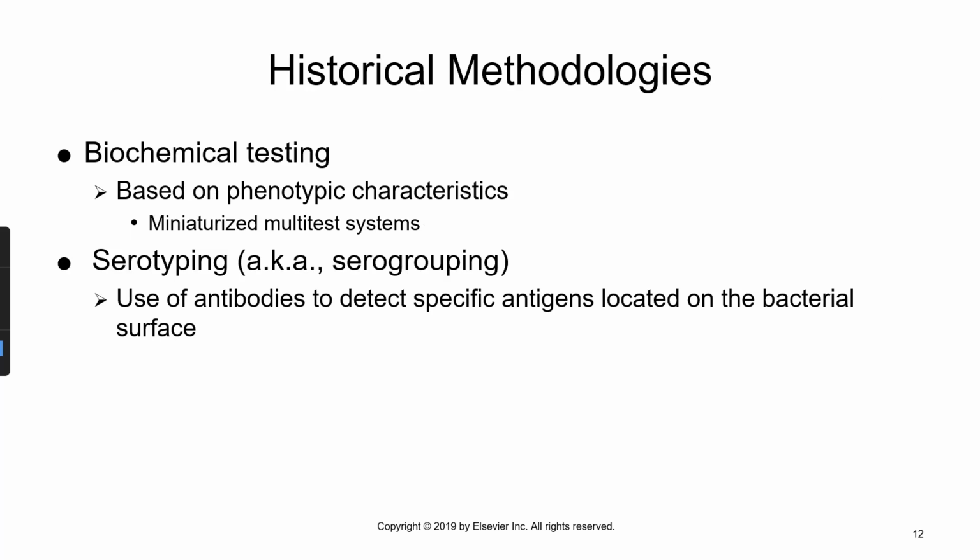So historically, as I mentioned, biochemical testing was based on phenotypic characteristics. And then we had serotyping, which uses antibodies to detect specific antigens located on the bacterial surface. We will talk a lot more about the antibodies and serotyping when we get to the immunological diagnostics lecture.